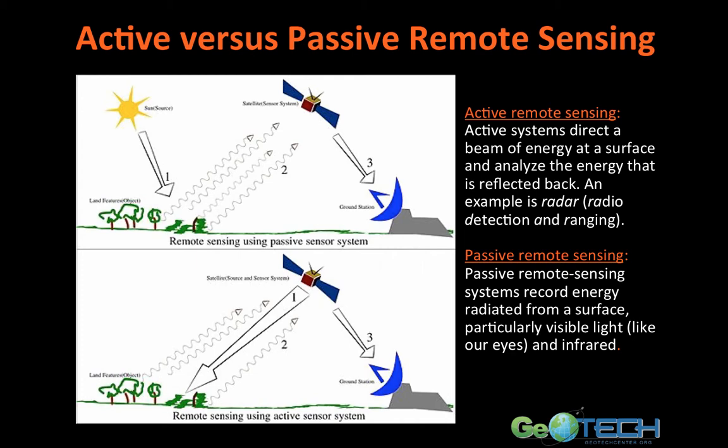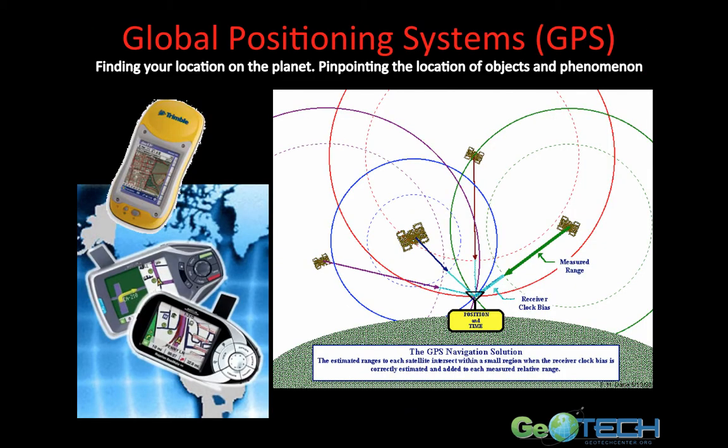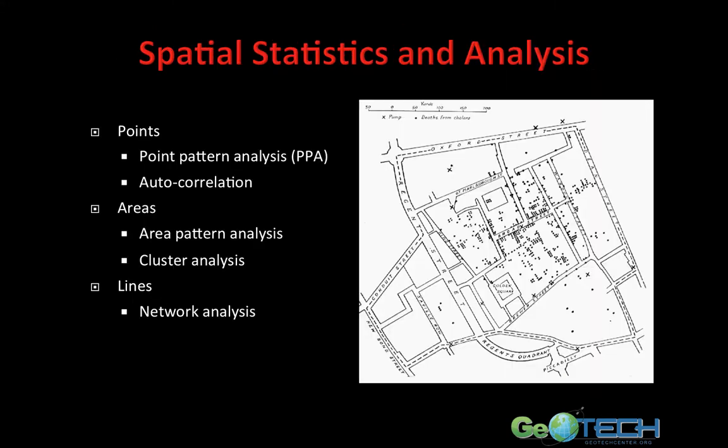In addition to cartography and remote sensing, there's GPS, global positioning systems. And with GPS, we're going to be able to find our location on the planet, pinpointing the location of objects and phenomena. There's also spatial statistics and analysis, which is the ultimate brain behind geospatial technology.